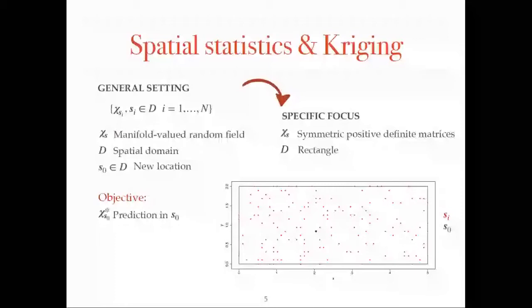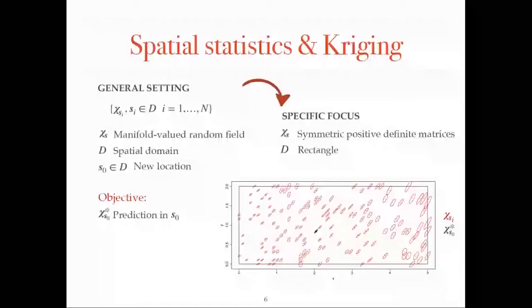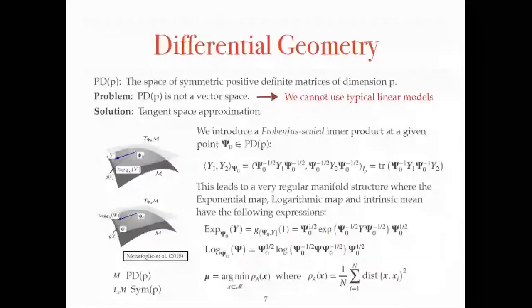In particular, we focused our attention on the case in which Ks is a symmetric positive definite matrix, represented as ellipses in the picture, and the domain D is a rectangle. Therefore, the manifold of interest is the one of symmetric positive definite matrices, which is commonly referred to as PDP, where P is the dimension of the matrices. Unfortunately, this is not a vector space. For instance, for P equal 2, it is a cone, and this means that common linear models cannot be applied.